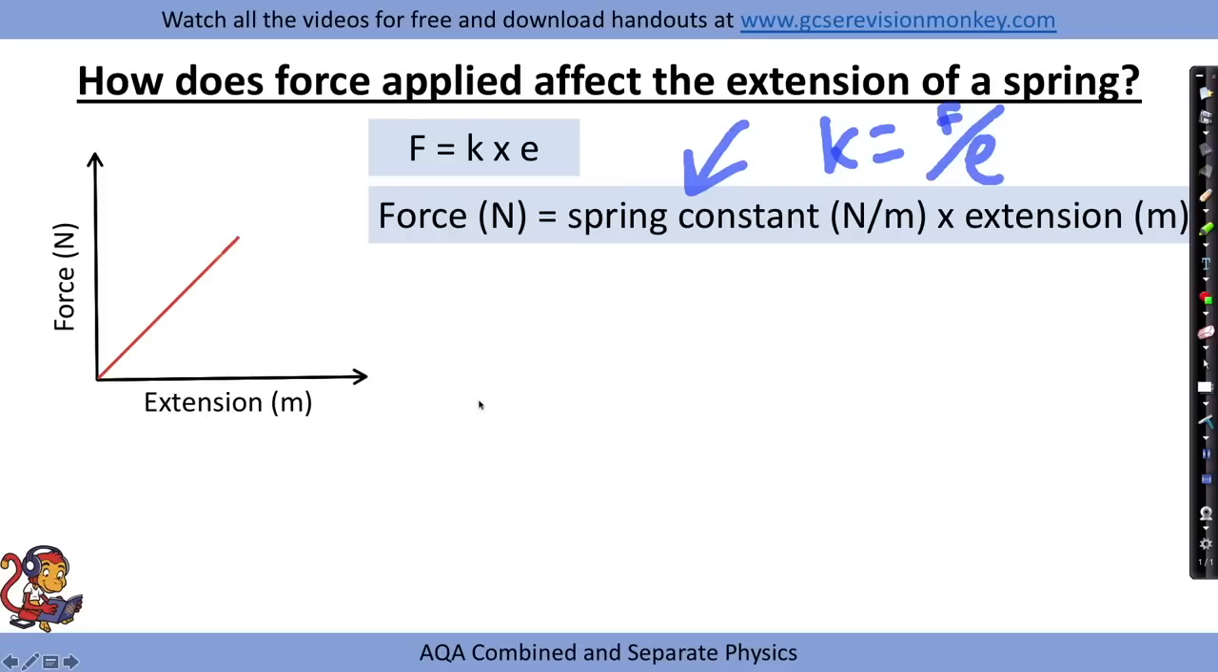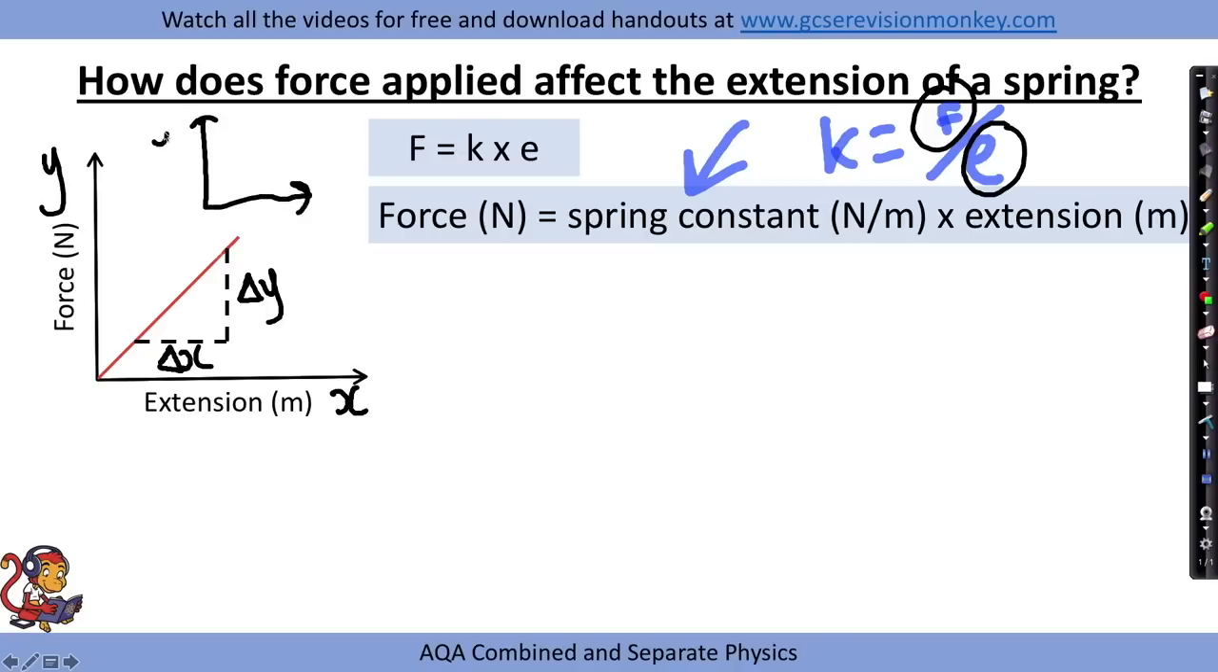And if you do that, you can see that by calculating the gradient of the graph, so by drawing on a triangle and calculating the change in y divided by the change in x, essentially you're doing force divided by extension so you can calculate the spring constant. That is why it's important to have force on your y-axis and extension on your x-axis. Otherwise, you'd have to do 1 divided by the gradient to get your spring constant if you had the axes the other way around. So if you plotted it with extension against force, you'd have to do 1 divided by the gradient to actually get your spring constant. So it's better to do it this way around.